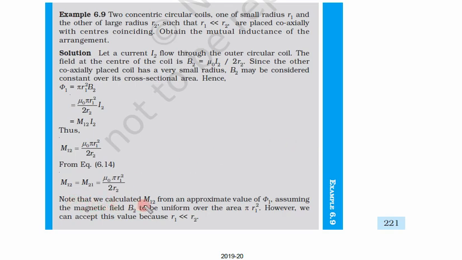Note that we have calculated M12 from an approximate value of phi 1, assuming that the magnetic field B2 is uniform over the whole area. So this is an approximation. What is the approximation? That the magnetic field in that whole area, which is a smaller area, is constant. However, we can accept this answer because R1 is very less in comparison to R2. So this is why we can accept this answer.